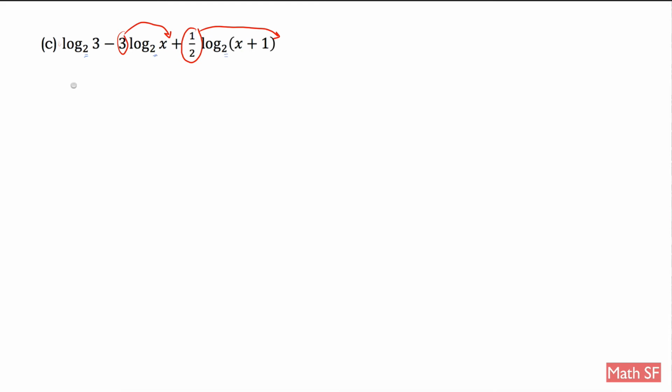So what I'm going to do here is just rewrite them. Log of 3 with base 2 minus log of x with base 2, but this 3 is going to go on top as a power. Plus, in this case, I'm going to do the same thing, log of 2, but this 1/2 is going to go on top here as a power. Now they all have the same base, and remember, if it's a plus, it's in the numerator. If it's a minus, it's in the denominator. That's how I look at it.